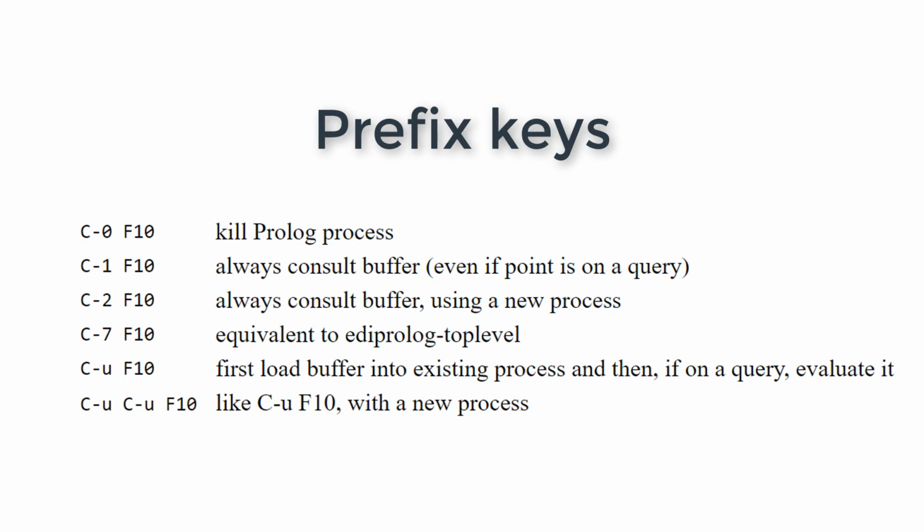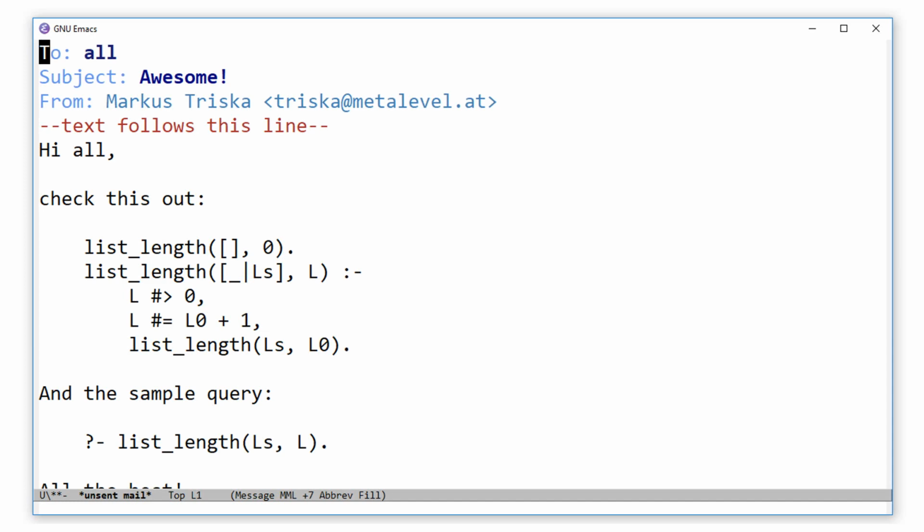ediprolog-dwim also supports a few other prefix keys that are useful in specific situations. For example, we can press Ctrl-1 F10 to always consult the buffer, even if point is on a query. And we can terminate the Prolog process at any time with Ctrl-0 F10. ediprolog works just as well when composing an email or any other document with Emacs.